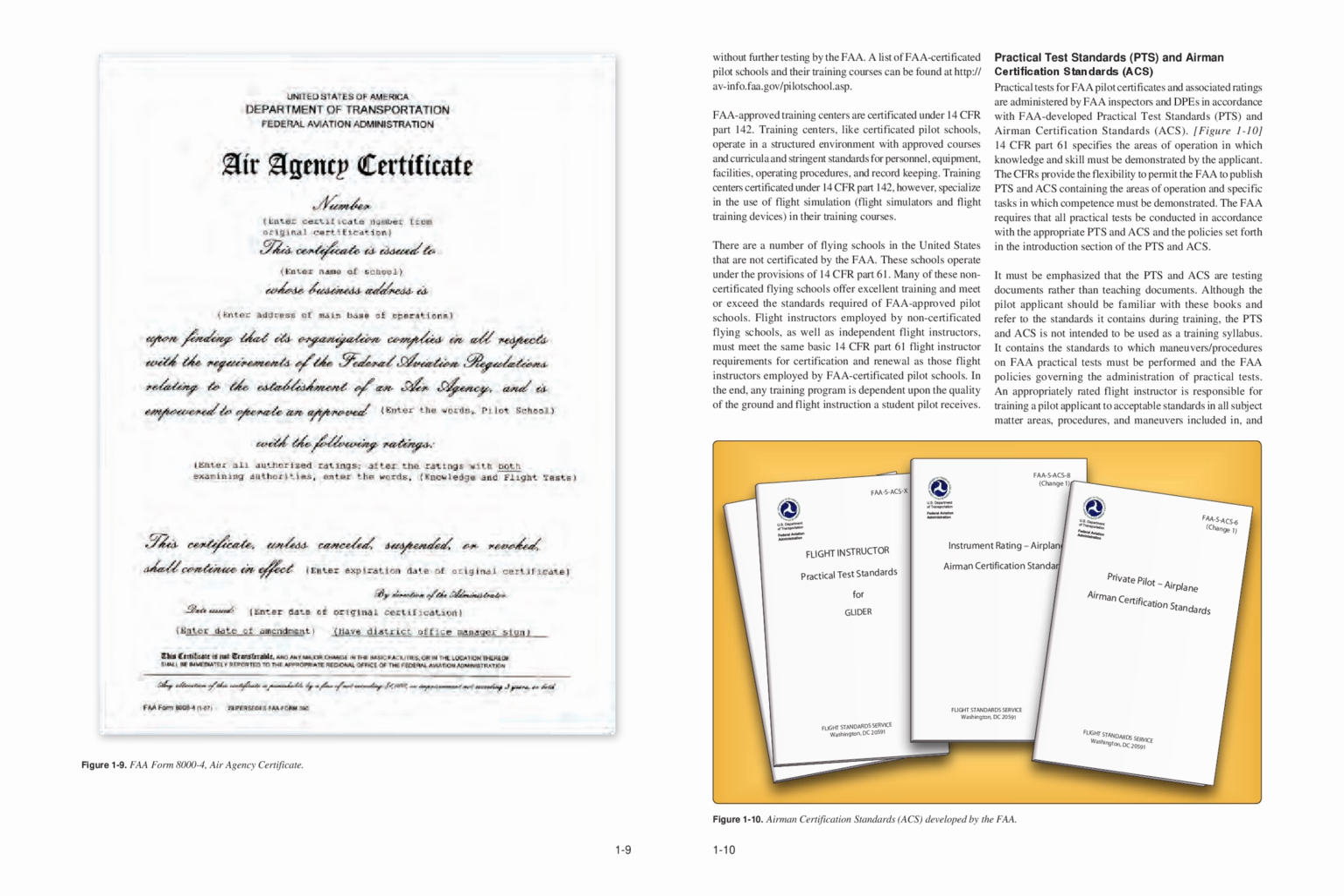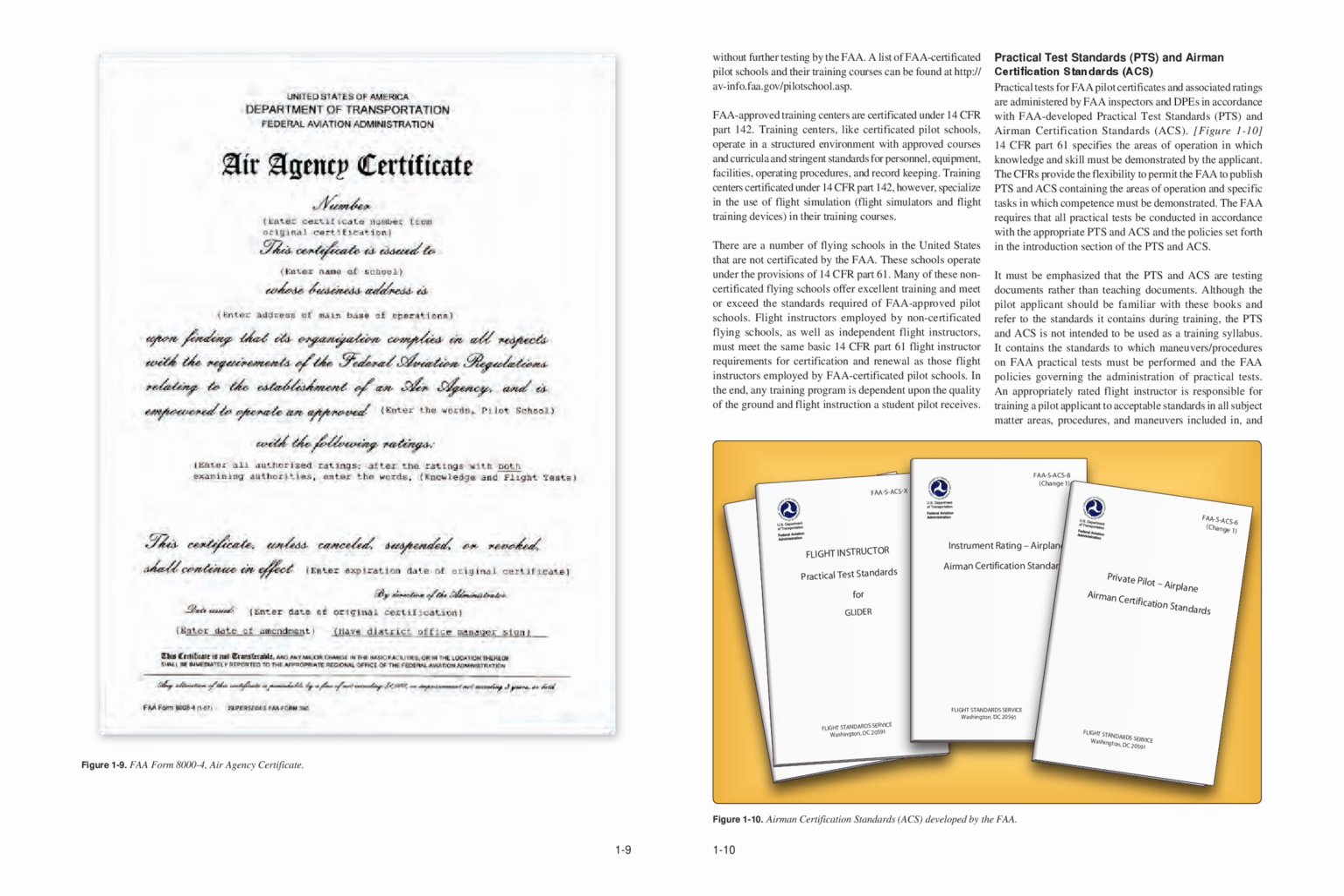There are a number of flying schools in the United States that are not certificated by the FAA. These schools operate under the provisions of 14 CFR Part 61. Many of these non-certificated flying schools offer excellent training and meet or exceed the standards required of FAA-approved pilot schools. Flight instructors employed by non-certificated flying schools, as well as independent flight instructors, must meet the same basic 14 CFR Part 61 flight instructor requirements for certification and renewal as those flight instructors employed by FAA-certificated pilot schools. In the end, any training program is dependent upon the quality of the ground and flight instruction a student pilot receives.